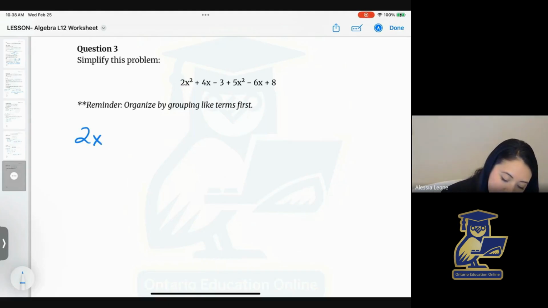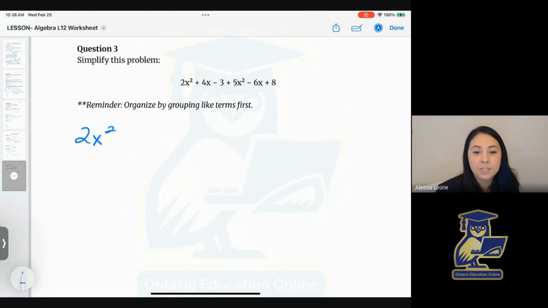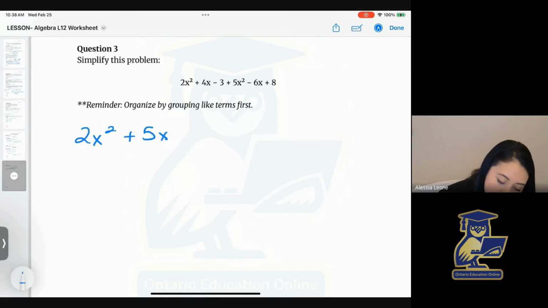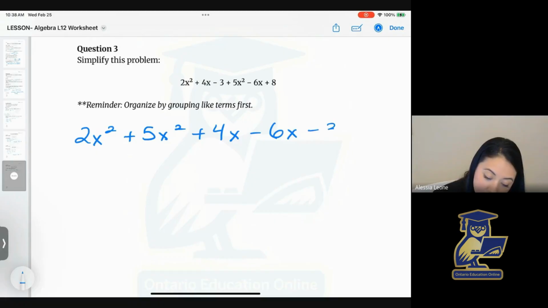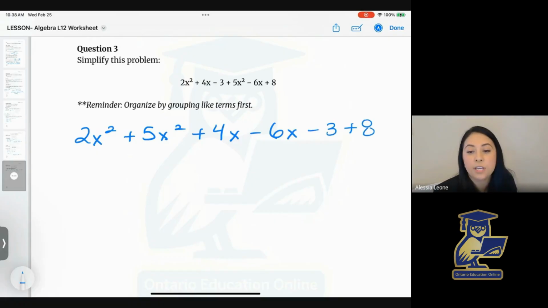Let's start with this one. 2x squared is our first term. Let's put all of our x squared numbers together. So what else has an x squared? The 5. 5x squared. Is there anything else that has an x squared? No. Let's move to our x then. We have a 4x. Let's put all of our numbers that have x together. 4x, and we have a negative 6x, and then nothing else. Now that leaves us with our negative 3 and 8. Those don't have any variables, so we'll keep them together.